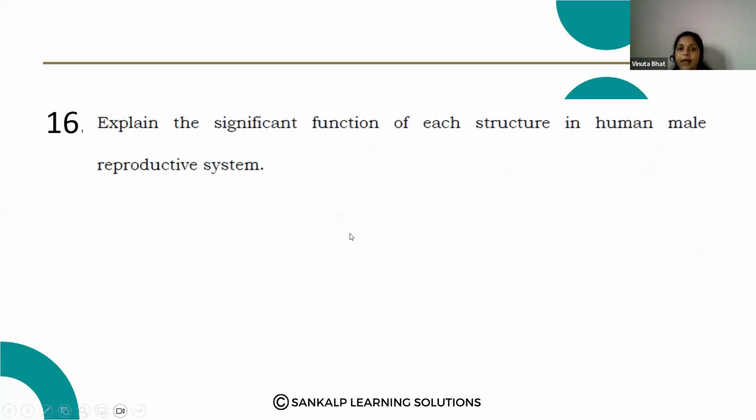Next question. Explain the significant function of each structure in the human male reproductive system. Very important question. Explain the significant function of each structure in the human male reproductive system. Please note down the question.